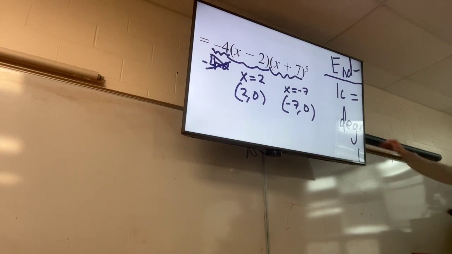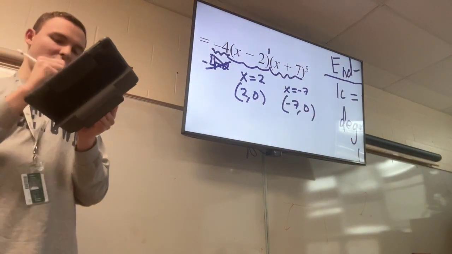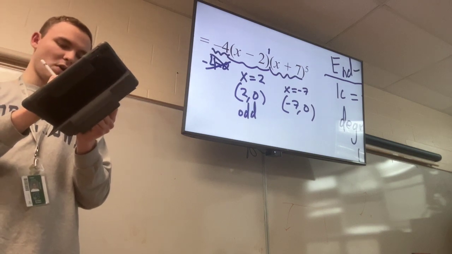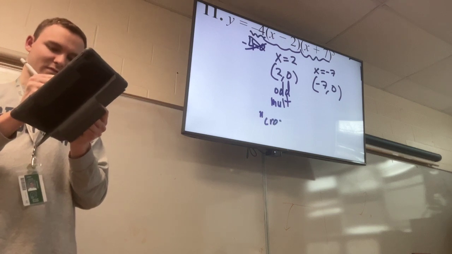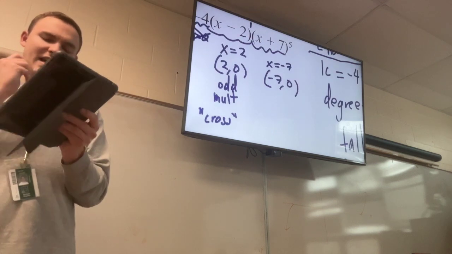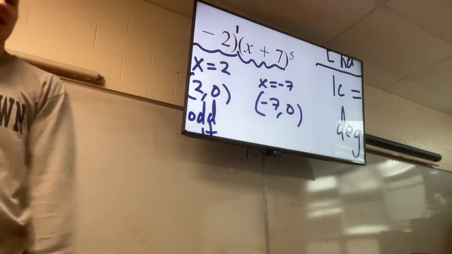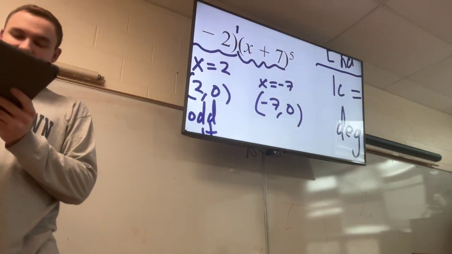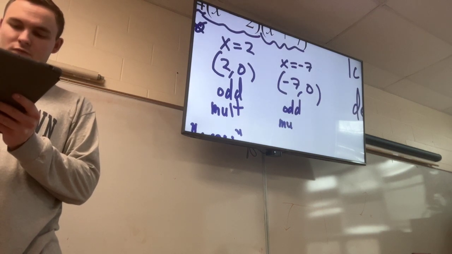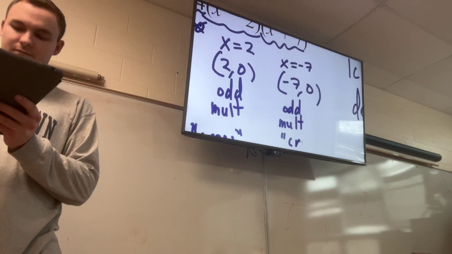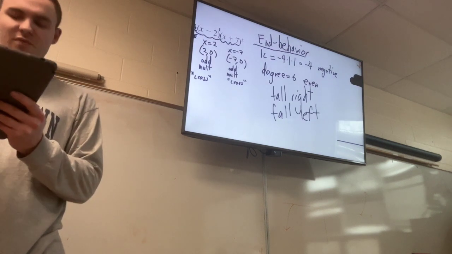What's the multiplicity on (2, 0)? Odd, yeah, because it's 1. The exponent is 1, so we have odd multiplicity. We do what when we have odd multiplicity? Cross. Okay, and my multiplicity here on this (-7, 0) is what? Odd. Right, because 5 is an odd number. So we're going to cross. We have everything we need to graph. Everything we need.